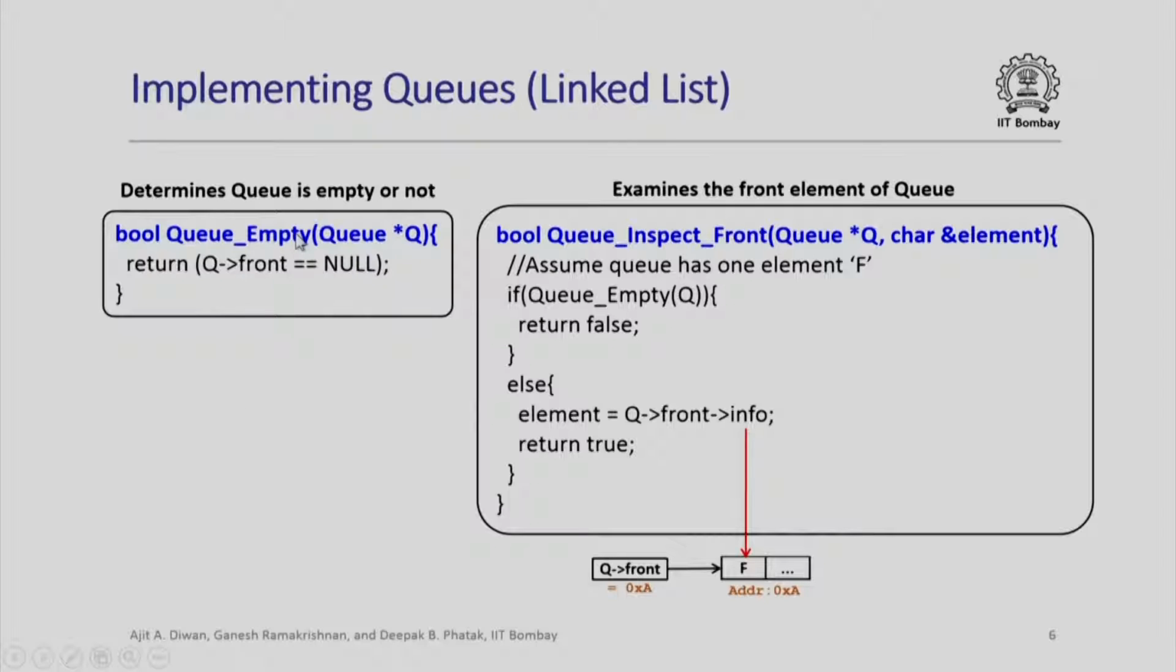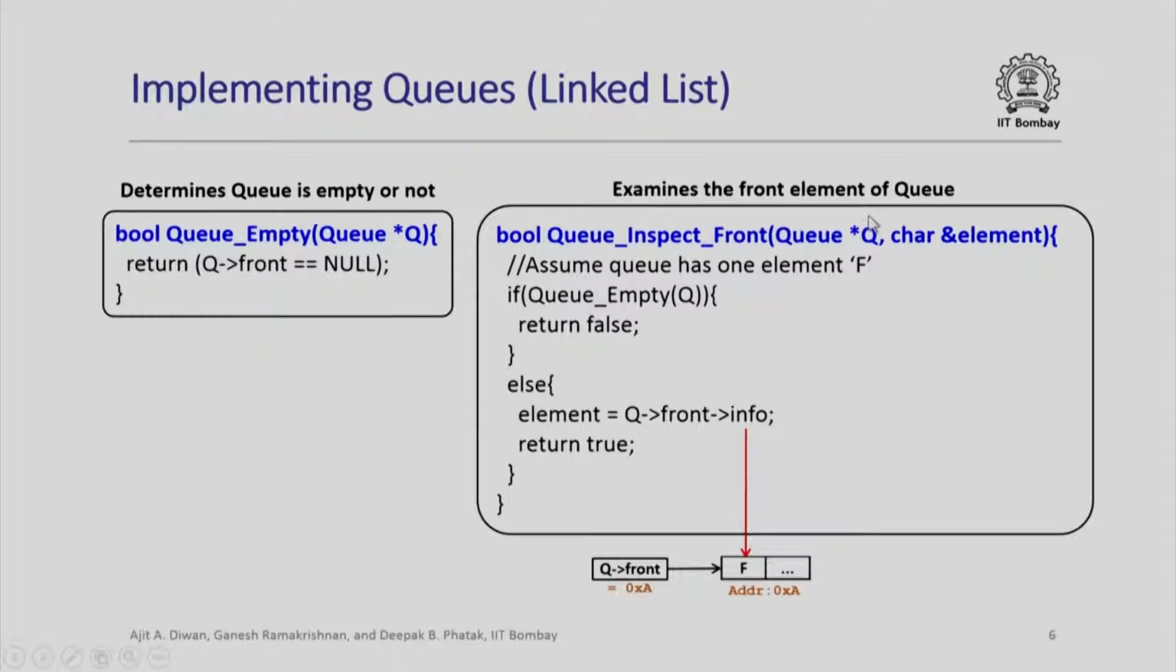Determine whether queue is empty or not. Again, if queue front is null, it is empty, otherwise it is not empty. We have not written any function to examine whether the queue is full or not. As mentioned, we believe we do not need one while implementing it using linked list.